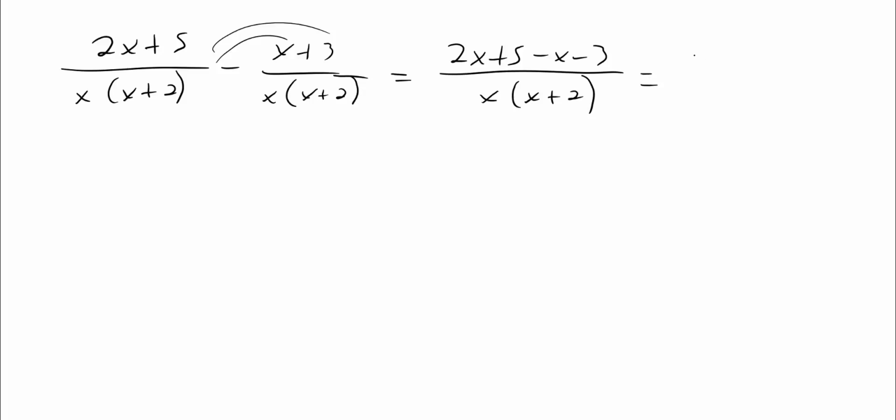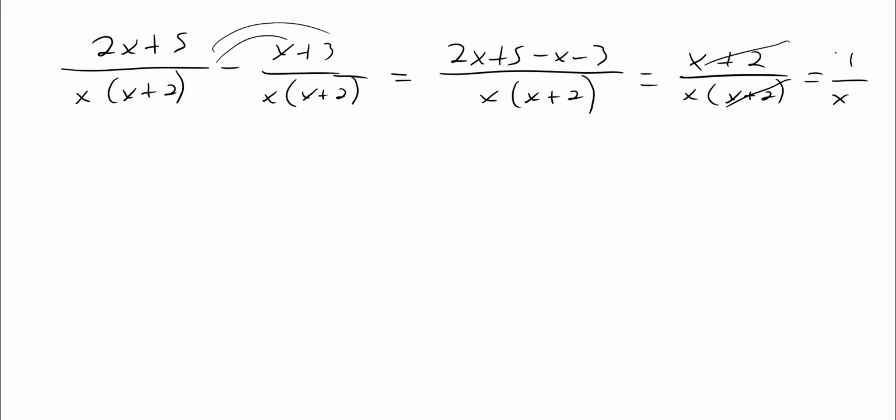So that gives me 2x minus x is x, 5 minus 3 is 2, over x times x plus 2. Because it's exactly the same, you can cancel it out. And it's 1 over x. Right? If it cancels out, it doesn't just go away, it's a 1 there. So the answer is 1 over x.